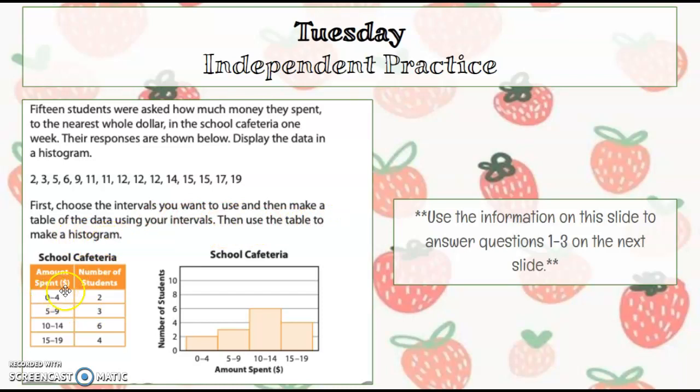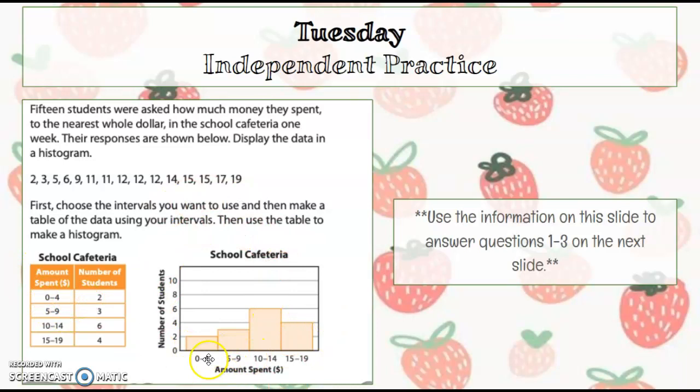So they went from $0 to $4, so there's 2 there. From $5 to $9, there's 1, 2, 3 numbers there. From 10 to 14, there's 1, 2, 3, 4, 5, 6 numbers. And then 15 through 19, there is 1, 2, 3, 4 numbers. Then they use the graph to display that as well.